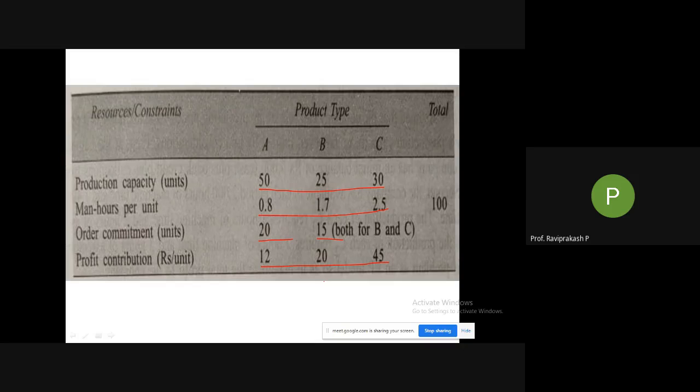So done with this, shall I move ahead or are you still copying? Sir, done. Okay, so I'll move ahead.